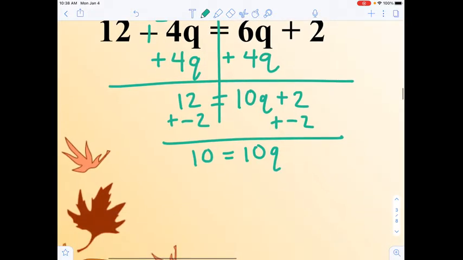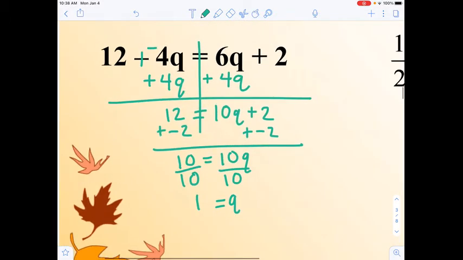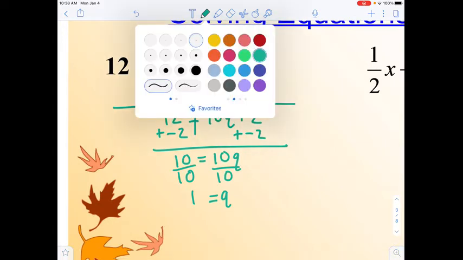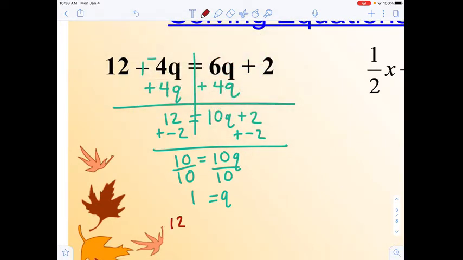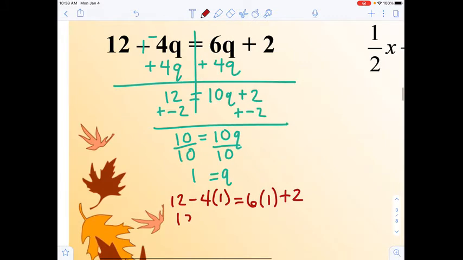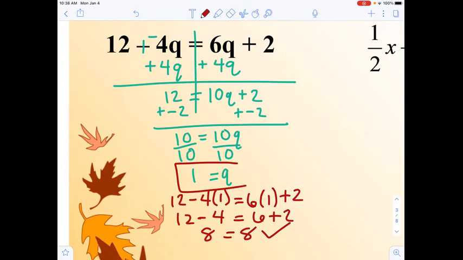Then I need to get rid of that coefficient. I'm going to divide both sides by 10 because the opposite of multiplying is dividing. And I'm left with q equals 1. And then it's always good to check your answer on your test. If we just plug in 1 for q, 12 minus 4 times 1 equals 6 times 1 plus 2. Well, this would be 12 minus 4 equals 6 plus 2. 12 minus 4 is 8. 6 plus 2 is 8. So yep, our answer of 1 works.